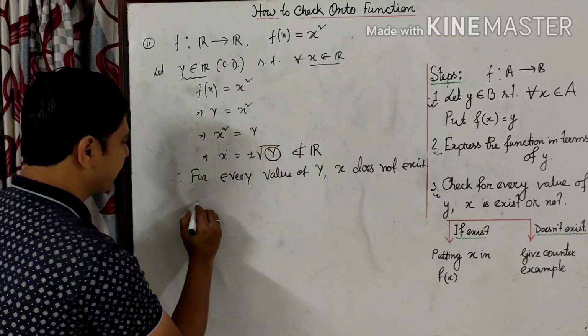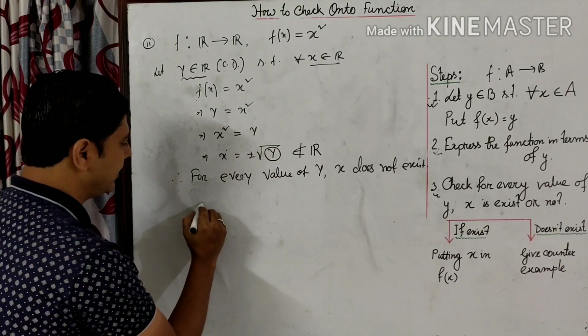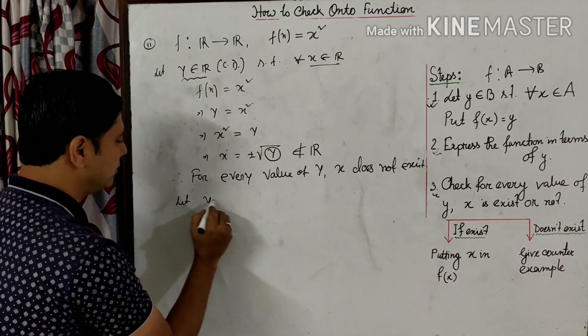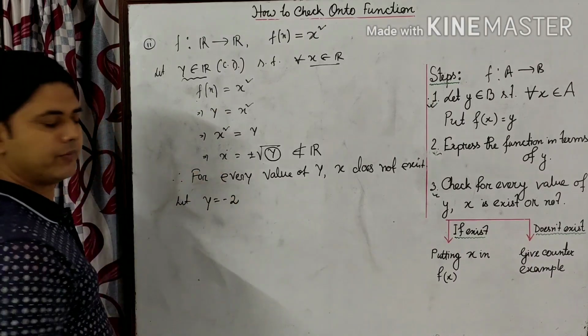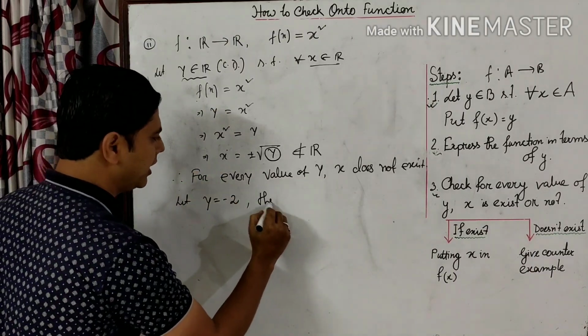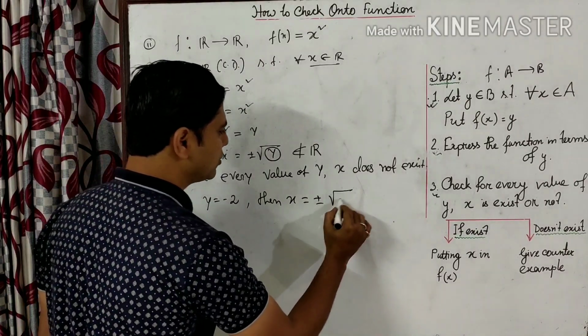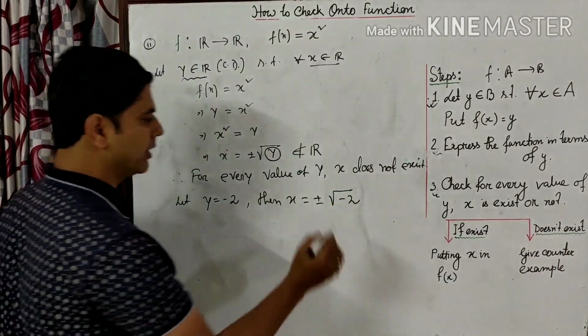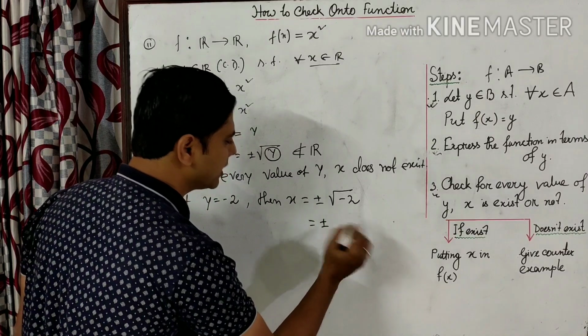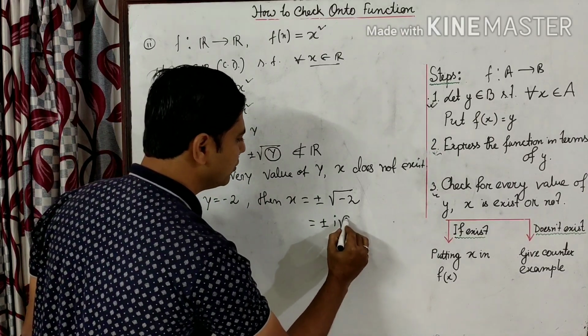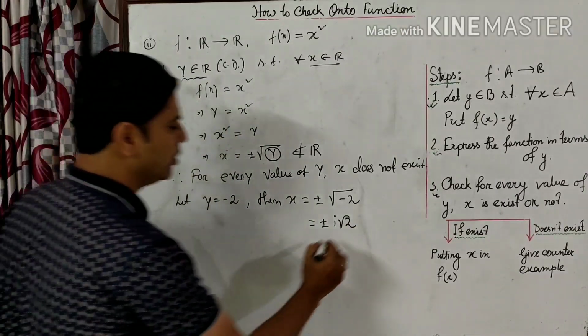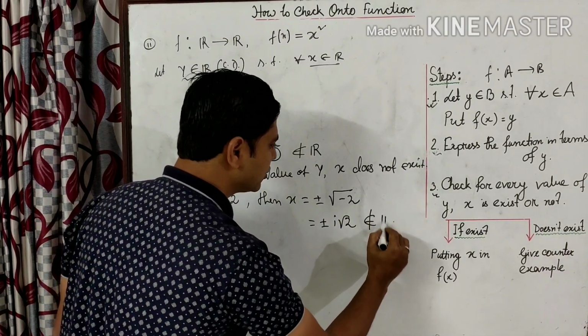Say if we consider y equal to -2, then x equal to what? Plus minus root over -2. That means plus minus i root 2. That is imaginary, which does not belong to R.